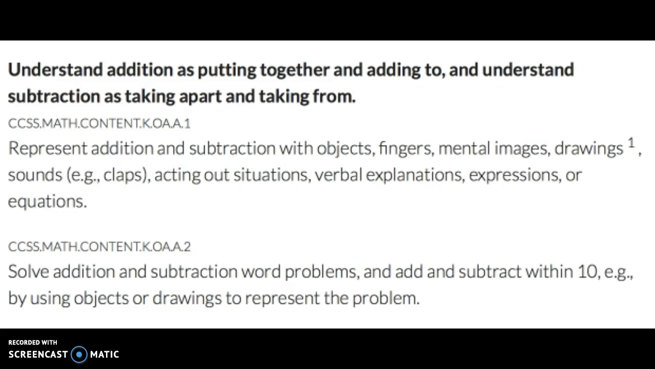And because the work we do with arrays breaks apart numbers, it also ties to our work in algebraic thinking. And we have 2 standards that are covered with this work today. All right, now let's move on to our Pearson lesson.